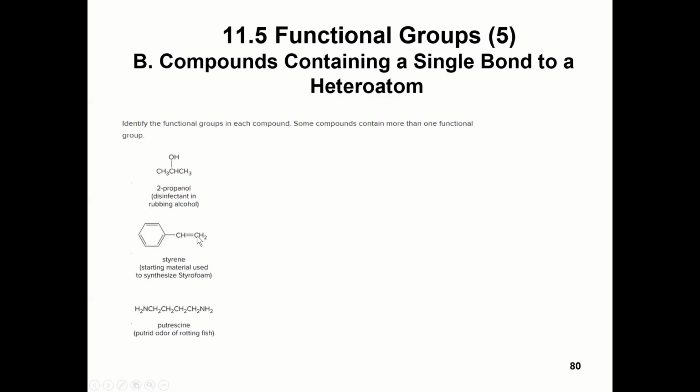Alkenes are hydrocarbons that contain one or more carbon-carbon double bonds. But styrene also has this benzene ring, so it's aromatic too. It's got an aromatic functional group. And the last example here is a compound called putrescine. Putrescine contains these two amino groups, so it belongs to the class of organic compounds known as amines.